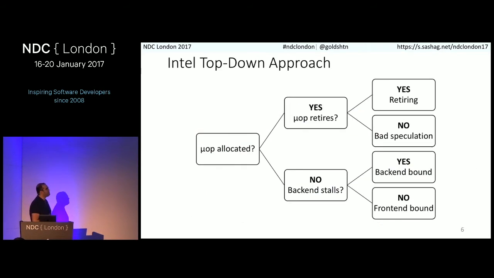So there's 4 buckets that you could be in. This is the good bucket to be in when I'm retiring, completing instructions. And if you're not there all the time, and no one is there 100% of the time, you can start analyzing why. You can start analyzing why I'm speculating badly, or why is my backend so busy, or why is my frontend not capable of giving me more work to do. And this is the Intel top-down process, which they stress in all their tools. This is how you're supposed to analyze performance methodically.